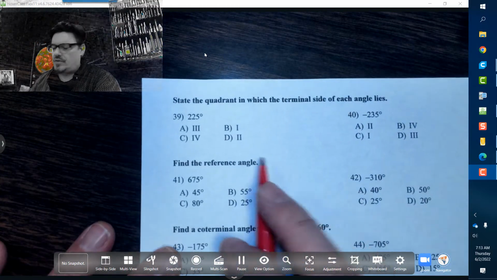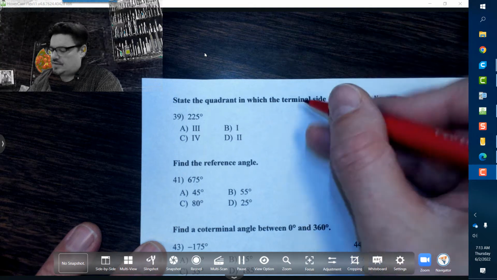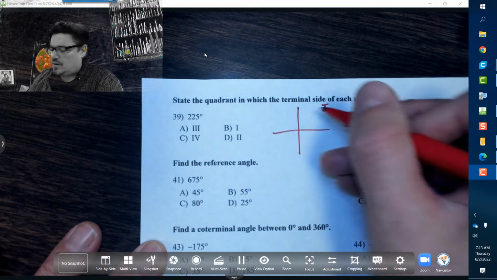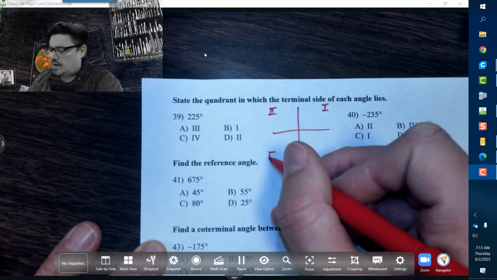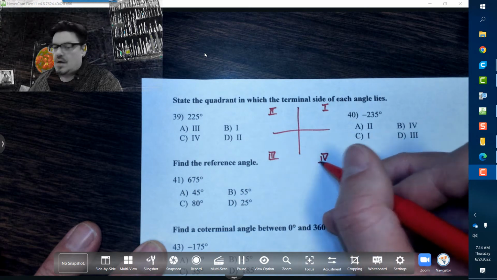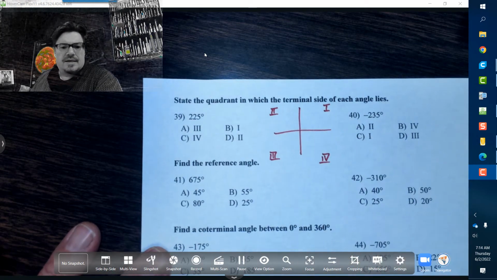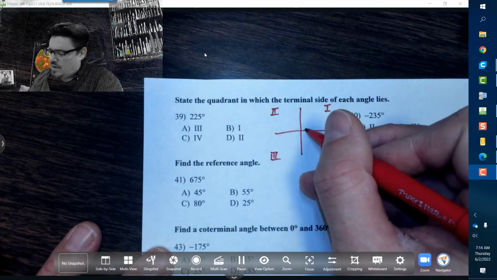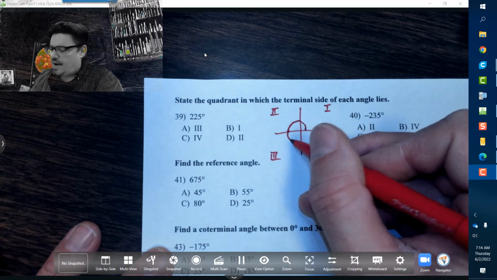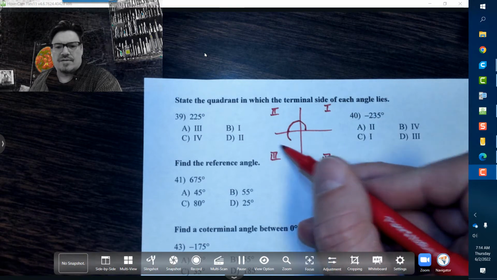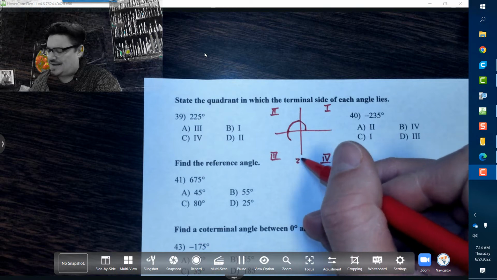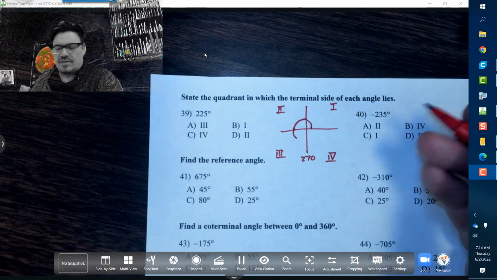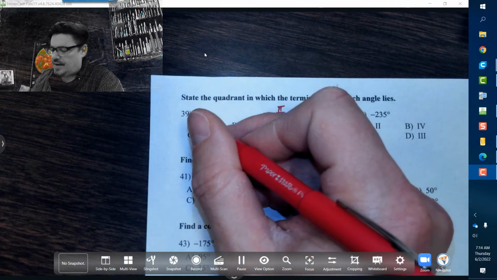State the quadrant, okay? No problem. We just remember that this has to be labeled 1, 2, 3, and 4. And 225 will take us 180, and then right here, because somewhere in there is 225, because right here is 270, so that's too far, so we know that we're in quadrant 3.